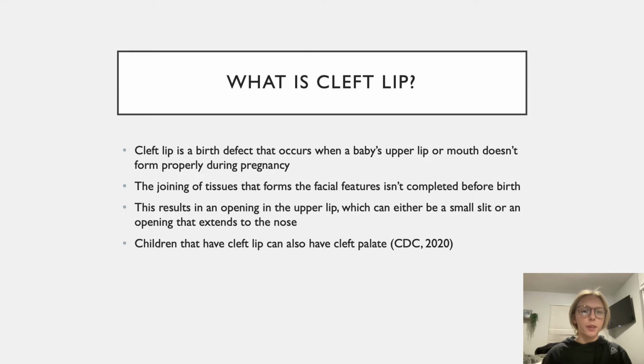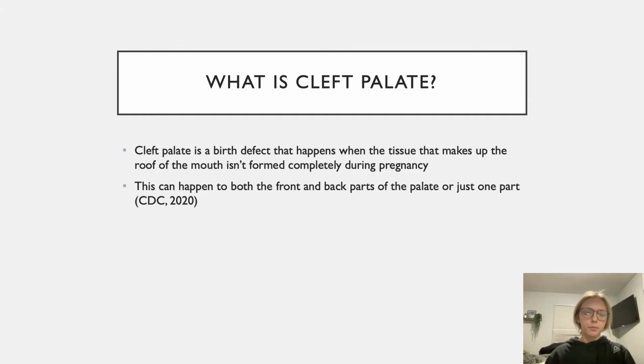First, what is cleft lip? Cleft lip is a birth defect that occurs when a baby's upper lip or mouth doesn't form properly during pregnancy. The joining of tissues that forms the facial features isn't completed before birth. This results in an opening in the upper lip, which can either be a small slit or an opening that extends to the nose. Children that have cleft lip can also have cleft palate.